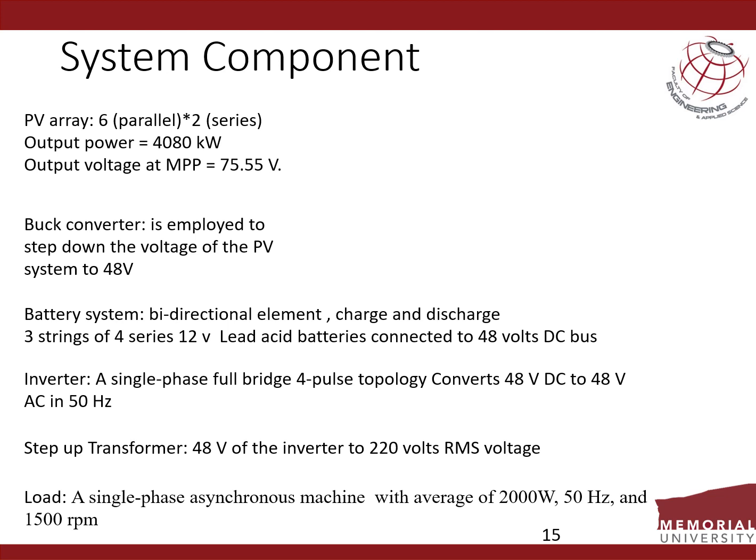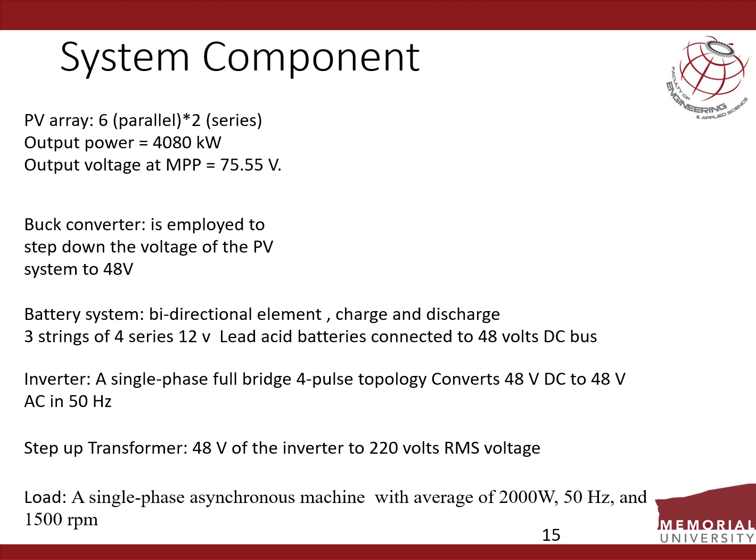So the PV system consists of 6 parallel multiplied by 2 series panels, and the output power is about 4000 kilowatt, and the output voltage at MPP point is about 75 volt. This amount should be decreased to be able to use by the battery system. So the DC bus voltage is 48, so buck converter is used to step down this amount of voltage to 48 volt. Battery system is, as you know, a bidirectional element.